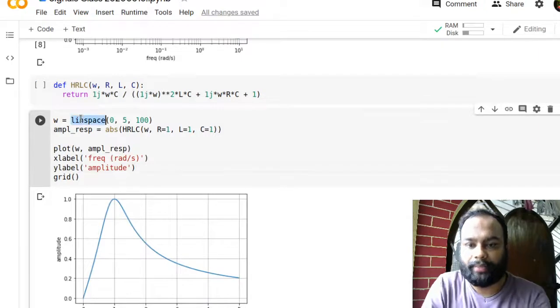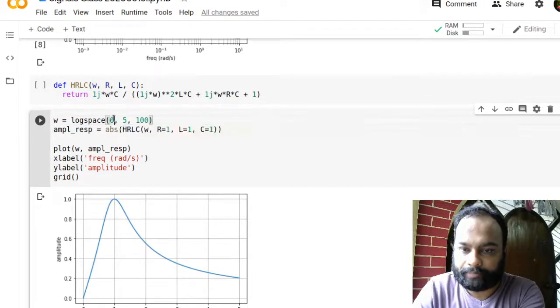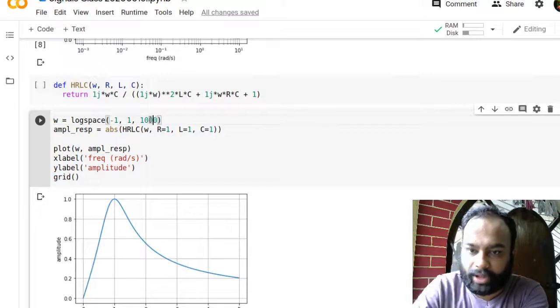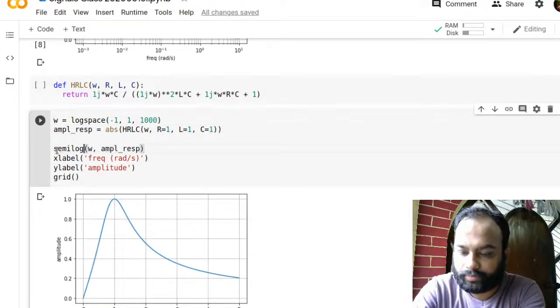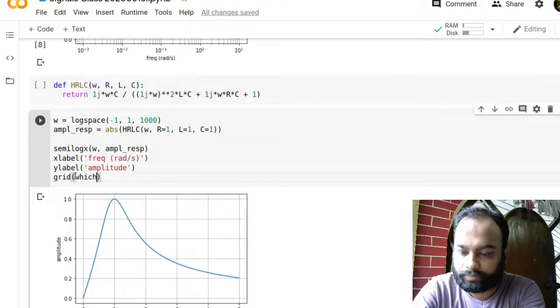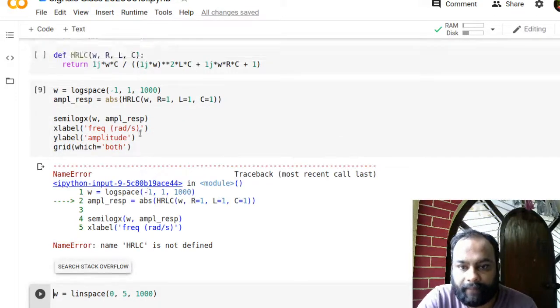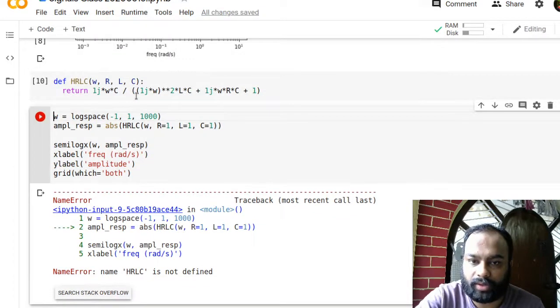So again, make this log space, and let's make this from 10 to the minus 1 to 10. Let's take 1,000 points, make this semilog x, and let's do that. Okay, you have to run this first. This function wasn't defined otherwise. Yeah.